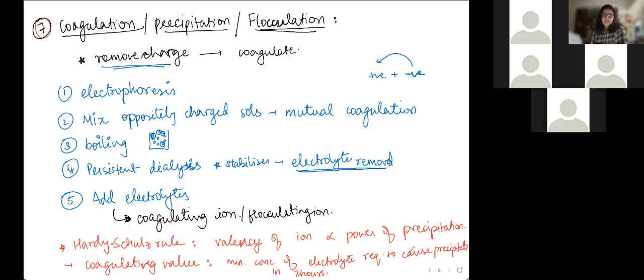So this is all for lyophobic sols. For lyophilic sols, again, the stability is due to the charge that is always there and solvation. For lyophilic, adding electrolytes works, and adding a suitable solvent also works because you're disturbing the solvation of it. Do you guys remember what is solvation?